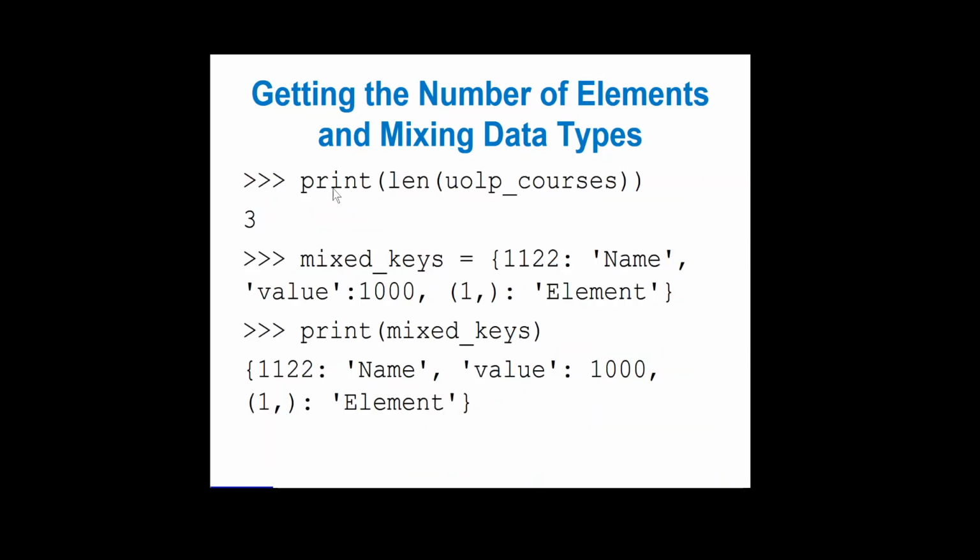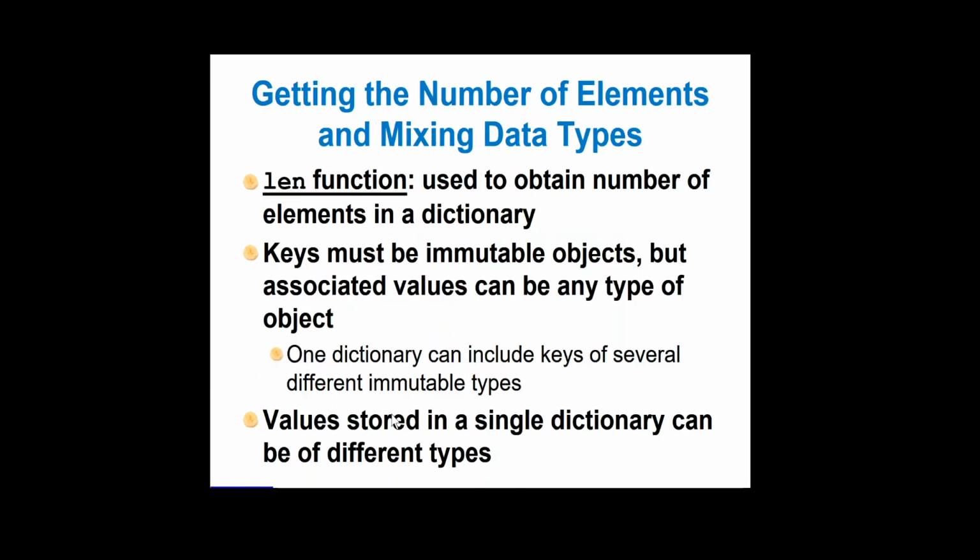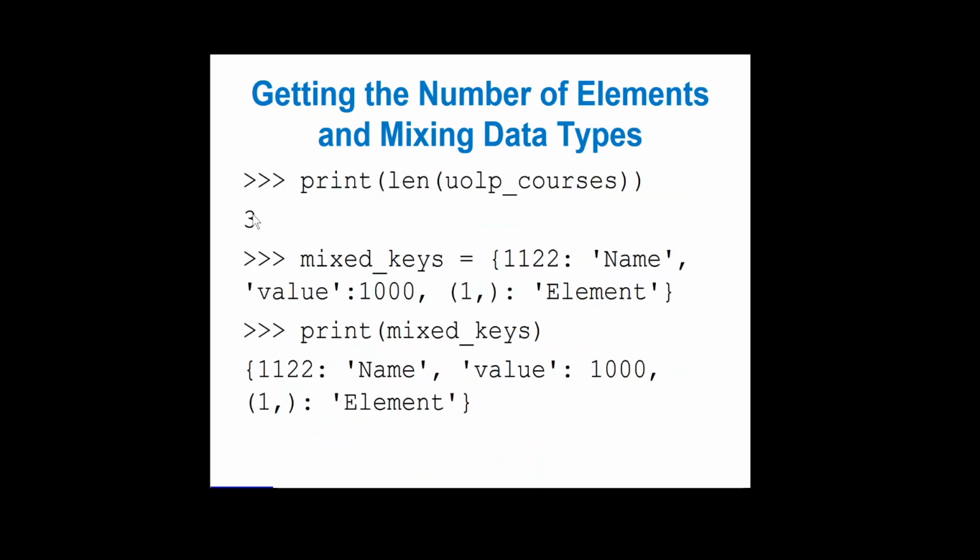Now think about it. Look at this. If I print the number of elements in ULP courses, the last action we took here, we deleted one element. So we have 1, 2, 3. So this is the idea. We have 3 elements, and based on that, we will just get 3.